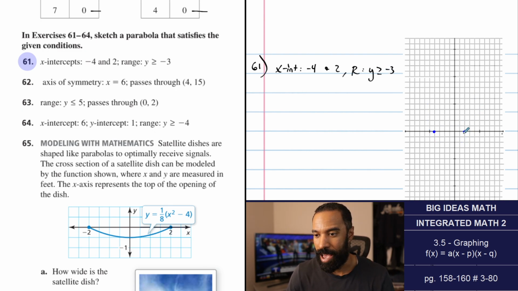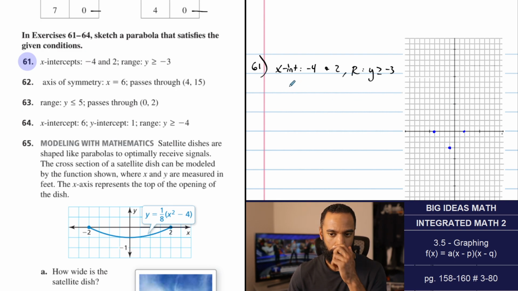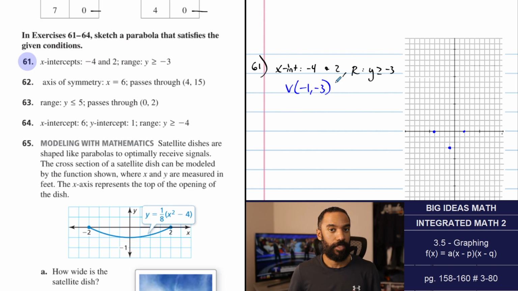The x value is half the distance between these. These are 6 away. Half is 3 away at negative 1. Negative 2, negative 1, negative 2, negative 3. That's our vertex right there. Vertex is going to be at negative 1, negative 3. I don't have to plug anything in. It's just sketch a graph.